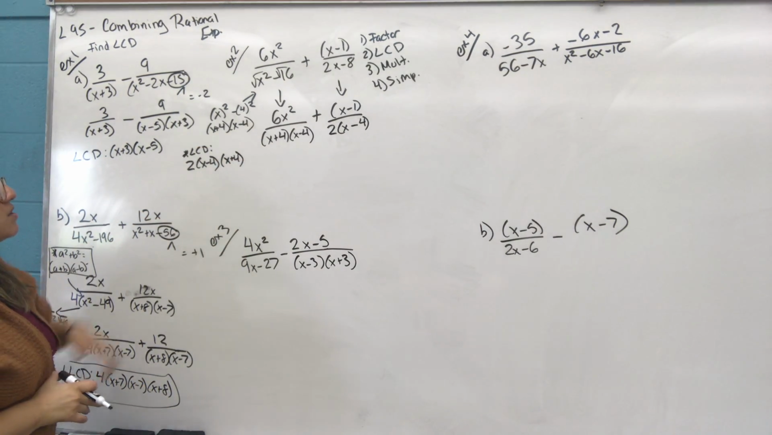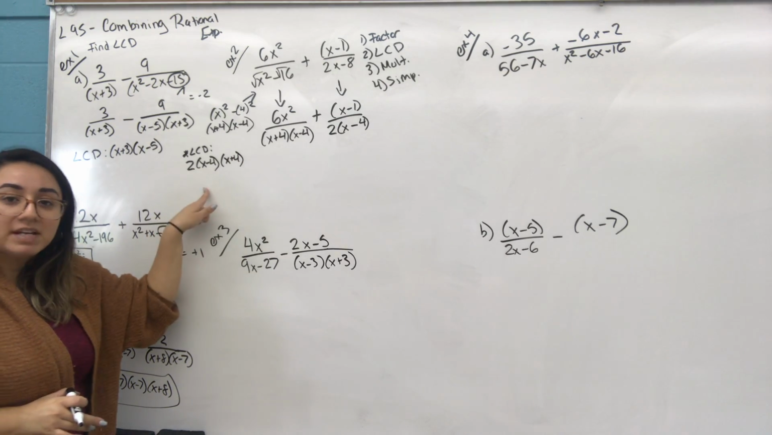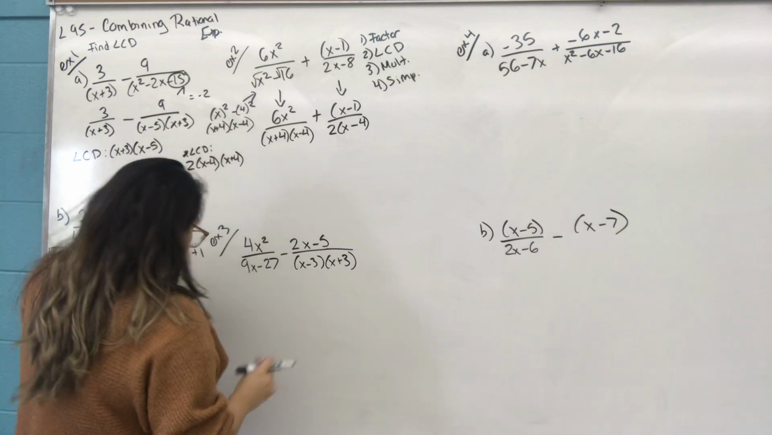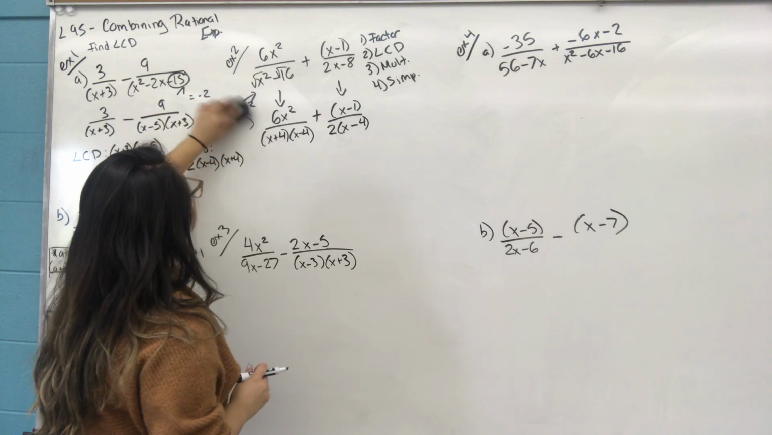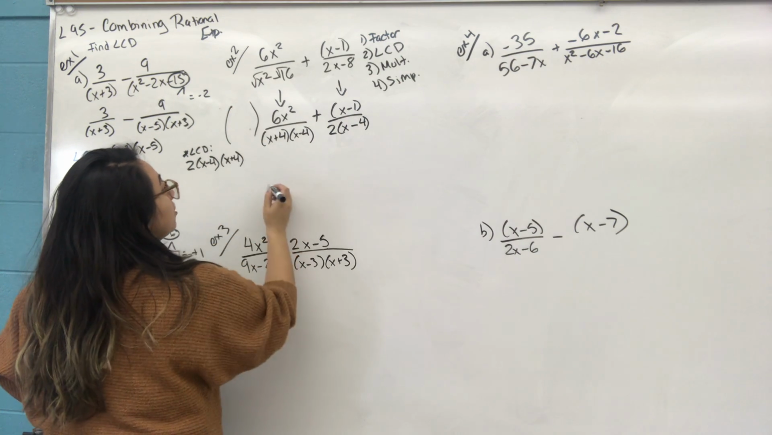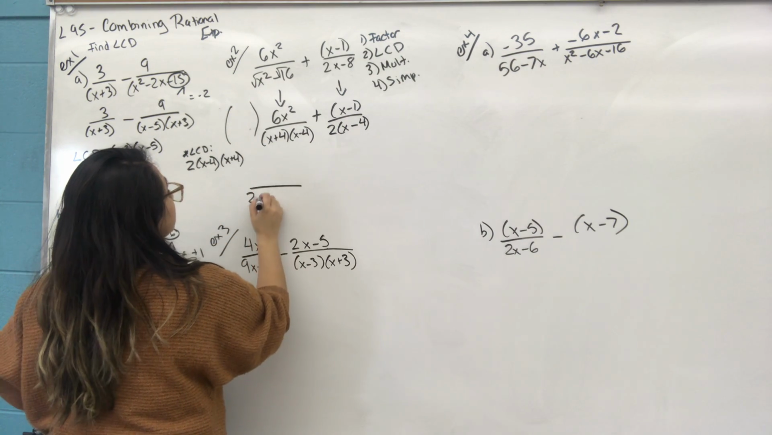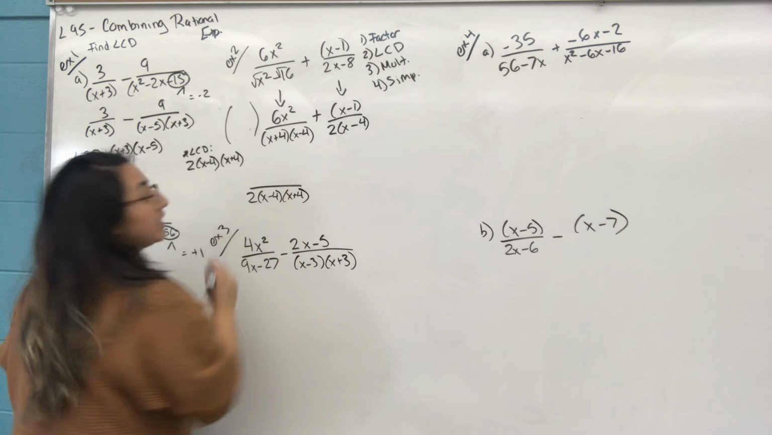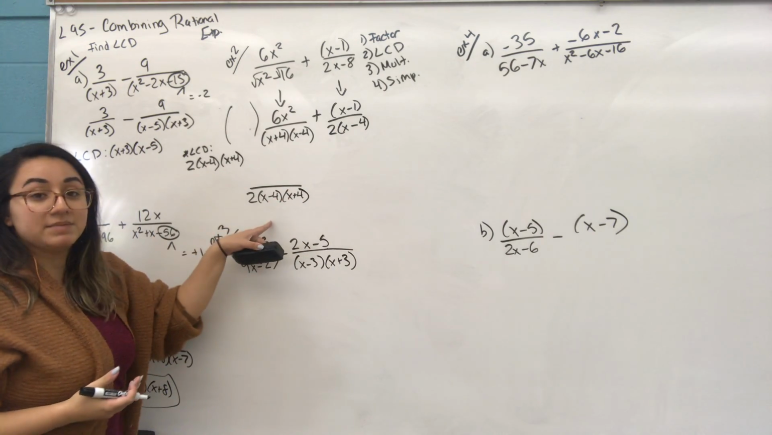Now, from this step, you multiply. You find your least common denominator, and you multiply what you're missing on each one here. So I'm going to go ahead and erase this portion here. And let's look at this left fraction. We know we have to make it in terms of 2 times x minus 4 times x plus 4. Whenever we find our least common denominator, that's our new denominator.